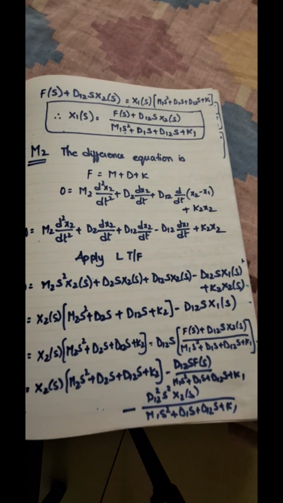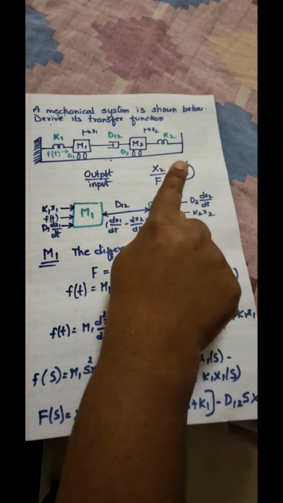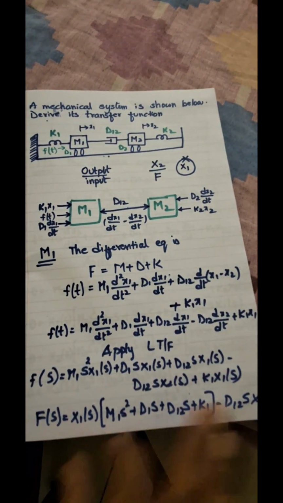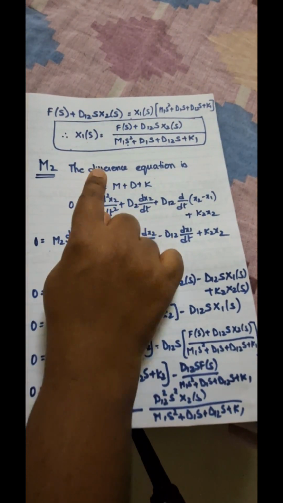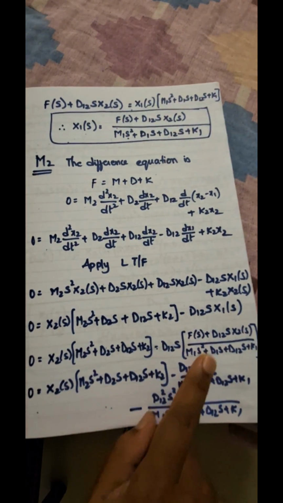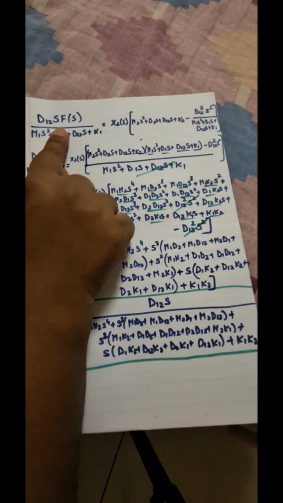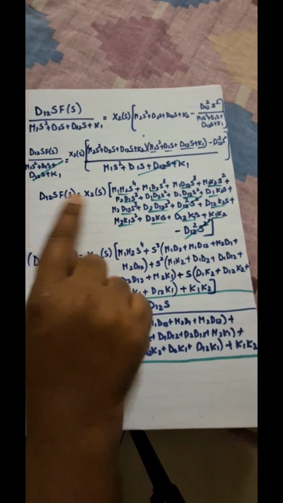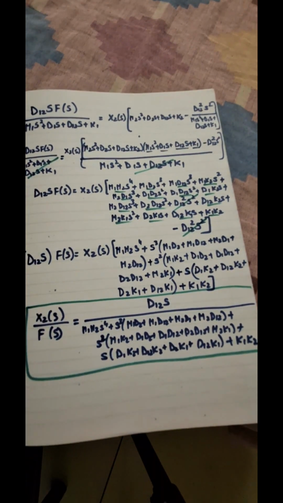Clear? So that's it. Equation is given, diagram is given, single line diagram is drawn. M1 equation you are writing, you know that you don't want X1, so you are writing something for X1. Then you will write the second equation, substitute X1 here, take X2 as common, send F of s over to one side, so F equals X2, so F by X2 is your requirement, X2 by F, done.